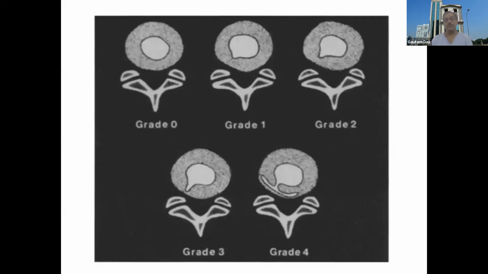Okay, so this is another. What is this? This is a schematic diagram. This is called CT discography. When you put dye inside the disc and see how much it is leaked, remember that disc degeneration always starts from the inner layer of the annulus.